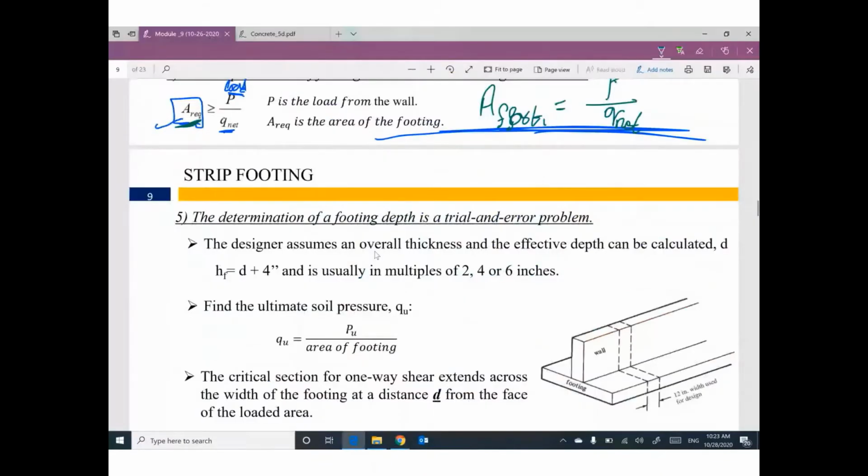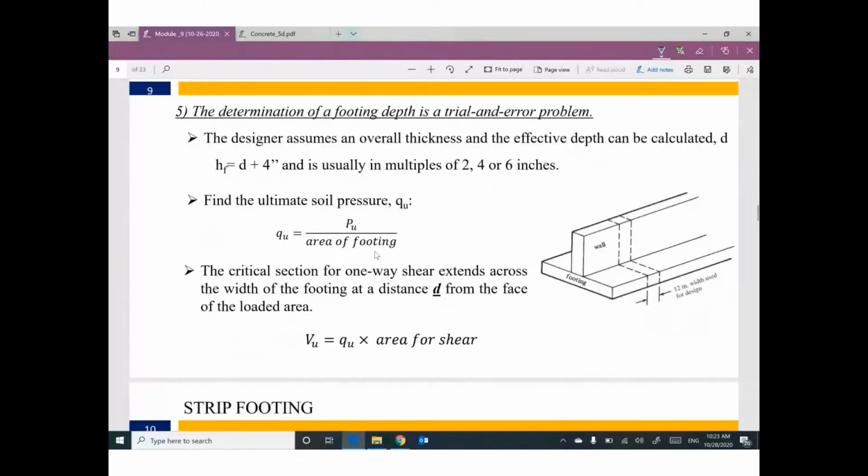Guys, for the footing thickness, I'm going to assume it. I will determine the footing depth by trial and error. What do you mean by trial and error? The designer will assume, and we will check our assumption. Probably your assumption will be correct, probably your thickness will be enough, and probably it will not be enough. So the determination of footing depth is a trial and error.